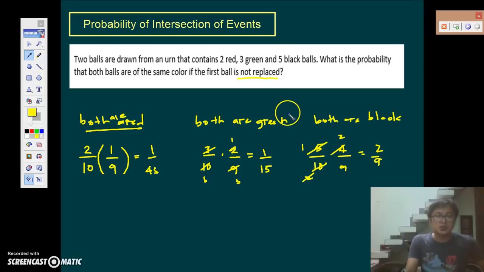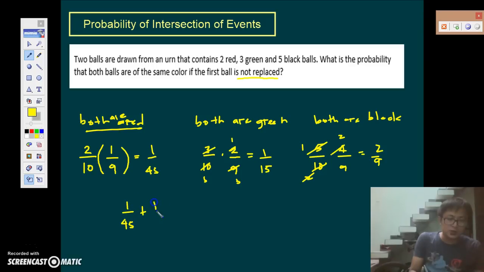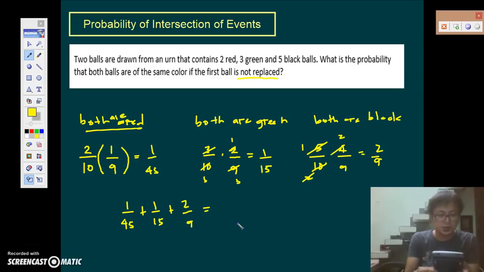So to answer this, what's the probability that both balls are of the same color? We add all these three cases up. We have 1 over 45 plus 1 over 15 plus 2 over 9. Just using my calculator here: 1 over 45 plus 1 over 15 plus 2 over 9. So the answer is 14 over 45.